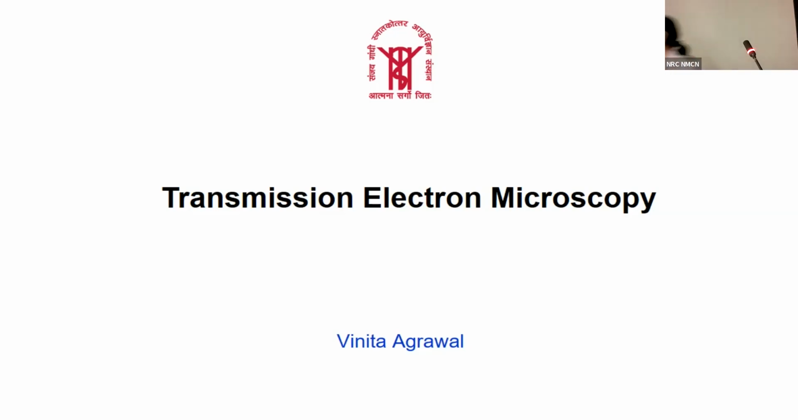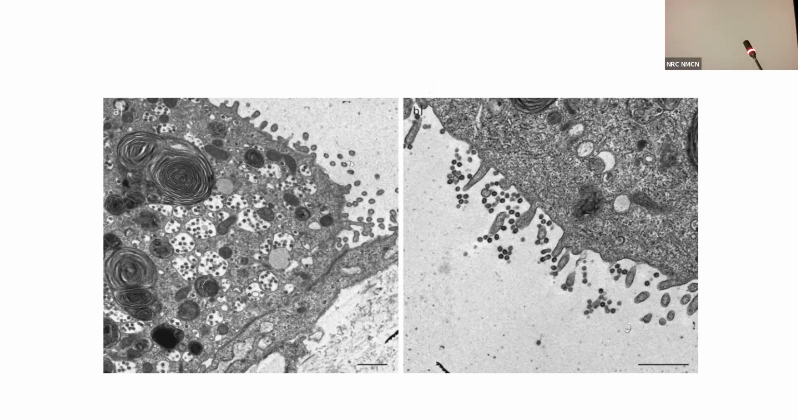So anybody can identify this? Achha, you're looking at this. Okay, I'll tell you, this is from a lung. This is a pneumocyte, cells which line the alveolus. Those can be seen by a light microscope.